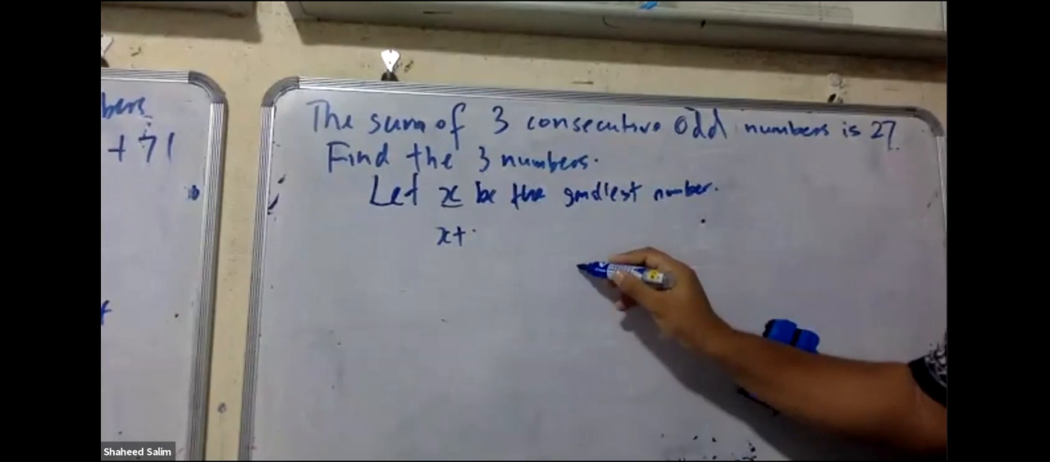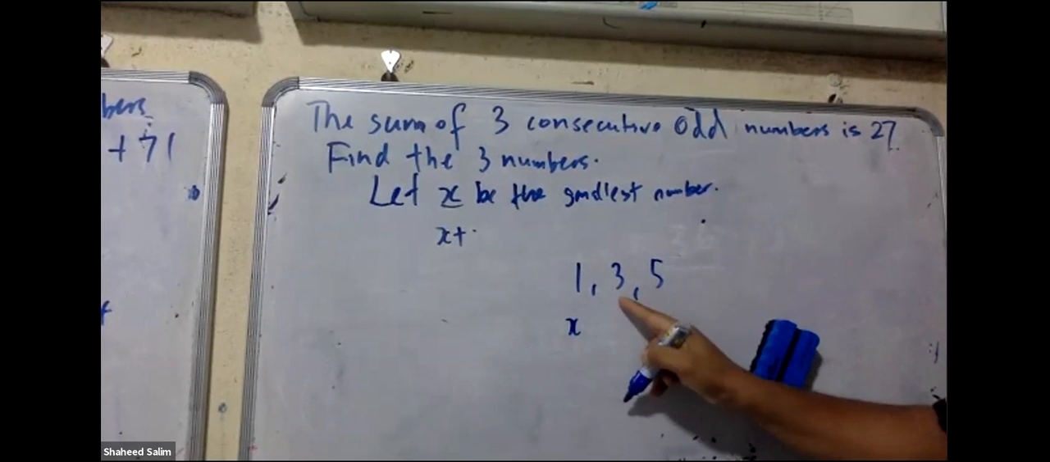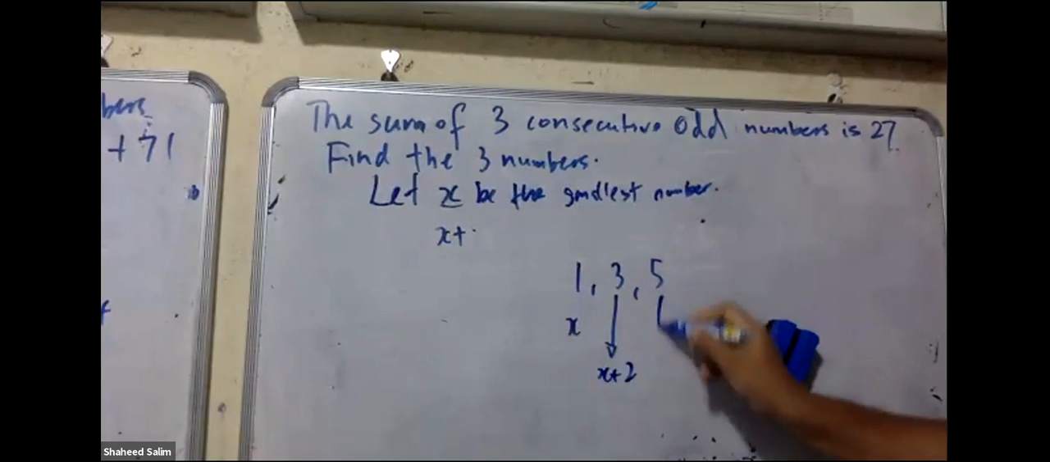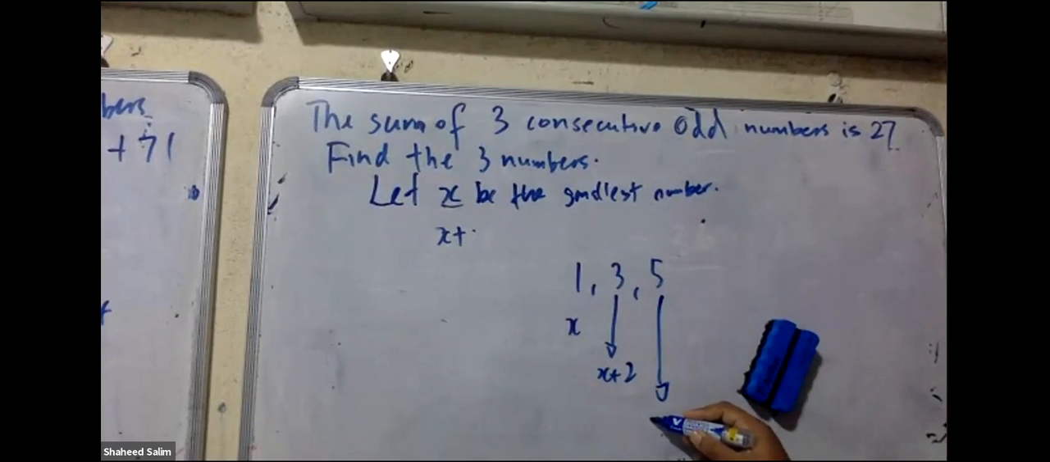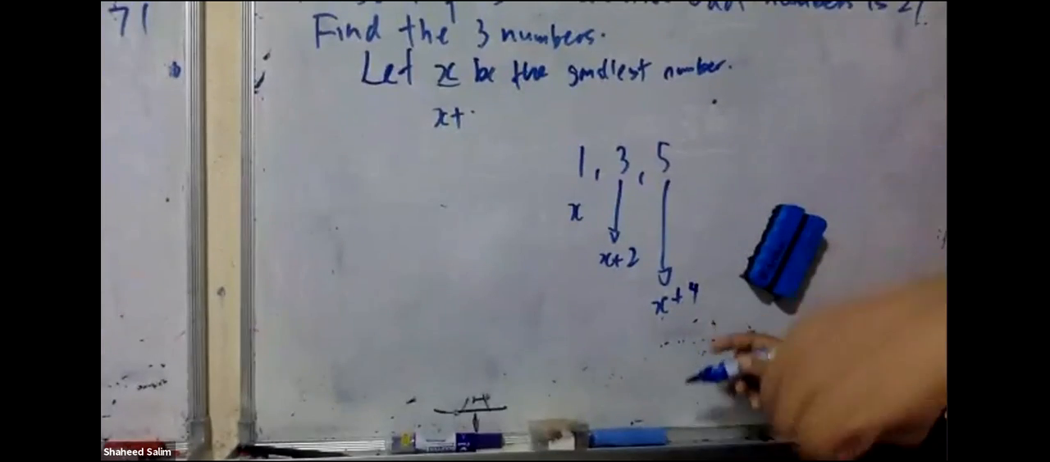Okay, let's say we try 1, 3, 5. This is x plus what to become 3? 2. Then x plus what to become 5? Plus another 2, so altogether it is x plus 4.